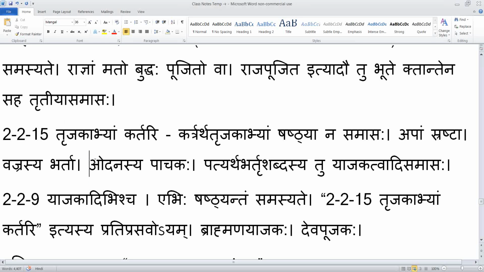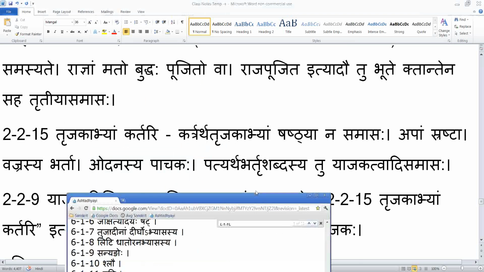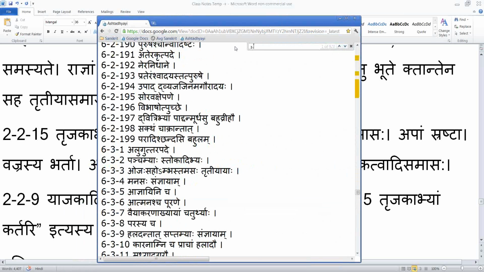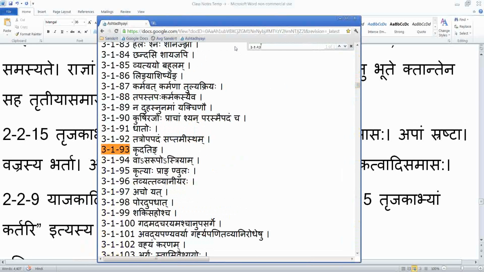So odanasya pakaha, this also will not become pachakaha. Pachakaha, someone who cooks rice. So this is the pratyaya akha. Where are these coming from now? Where are trich and akha coming from? They are coming from this simple sutram, nul trichau. When Panini starts the vikara of krut, what's called participles, the first thing Panini does is cover the kritya pratyayas, the potential participles, and they are used in the passive.